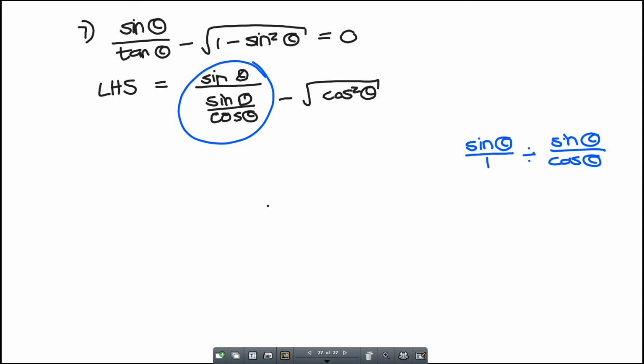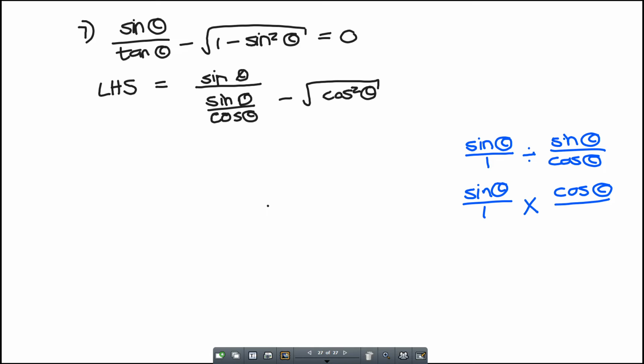You guys good? Okay, so what we then do is I change to times, which means that it switches around. So then it is cos theta over sin theta. And what can I do now? Cancel out. So do you guys see that all I've got left there is actually cos theta? Does everyone understand how I get there?